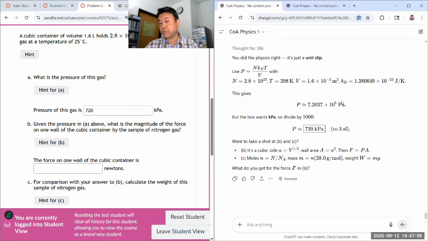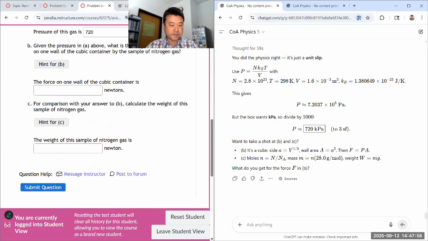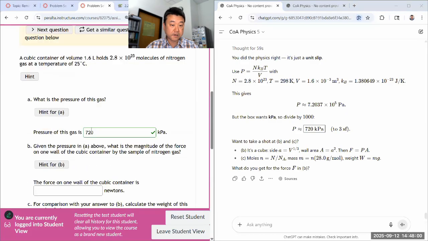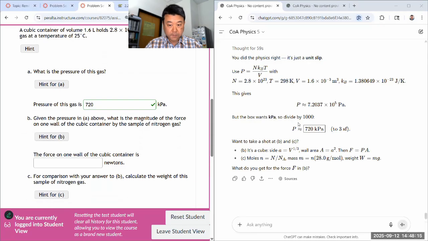So that's not unprofessional. What's unprofessional is keeping all the significant figures here when these numbers clearly have lower significant figures. Only 2, but I wouldn't recommend rounding to 2 because that's too aggressive and you might miss the 1% tolerance. So let's do part B and C. Given the pressure above, what is the magnitude of the force?